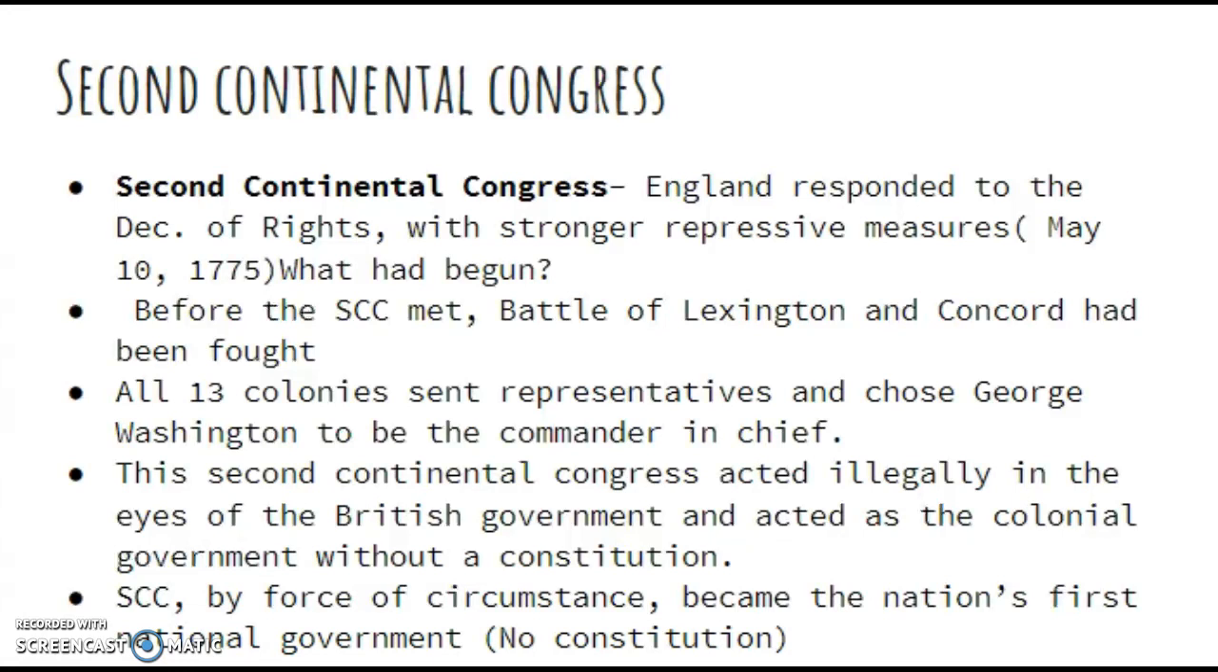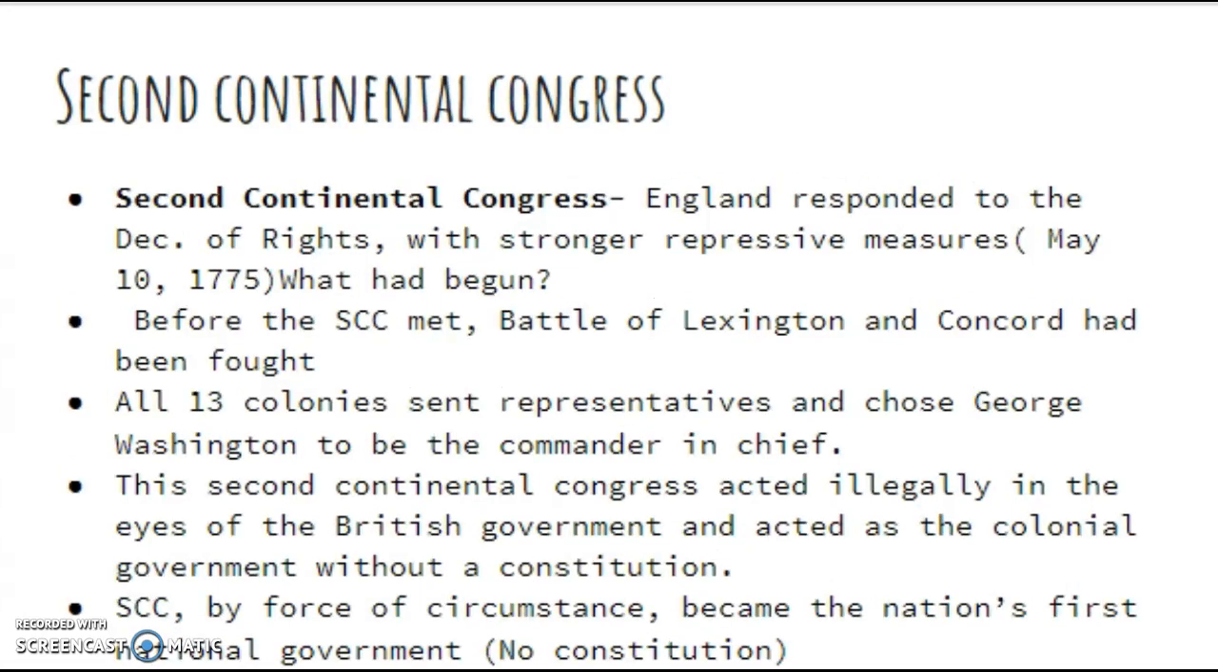This Second Continental Congress acted illegally in the eyes of the British government and acted as the colonial government without a constitution. Second Continental Congress, by force of circumstance, became the nation's first national government with no constitution yet. The Declaration of Independence was written in July 1776, and the Articles of Confederation was written on March 1st, 1781. And then later on, our Constitution would be written September 17th, 1787. We're actually going to celebrate it on September 15th in class on Friday.